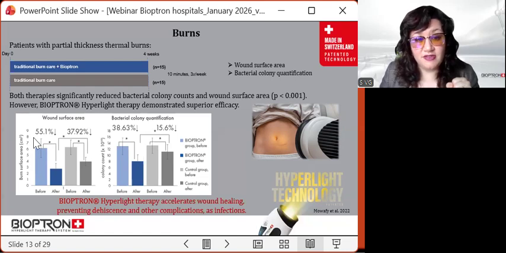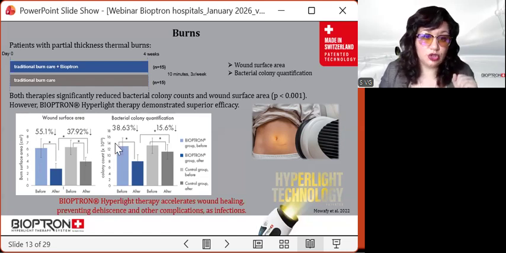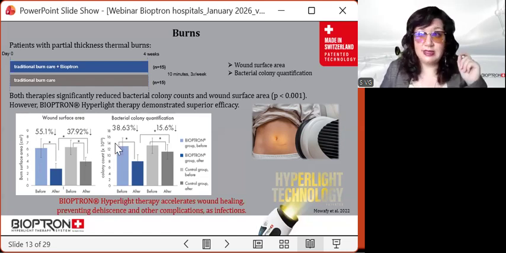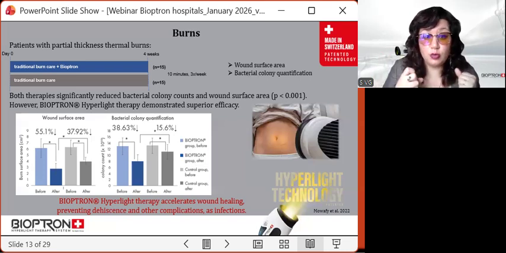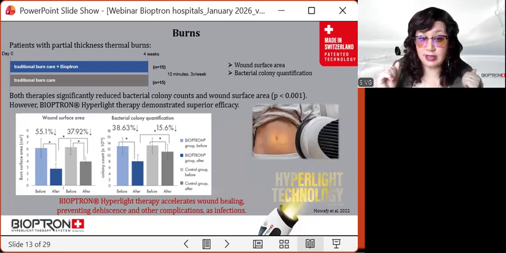So more than 55% of the wound surface was reduced, against not even 40% in the control group. And the bacterial quantification is the same. It decreased much more in the group that was treated with Bioptron. So this is the proof that Bioptron accelerates wound healing, prevents dehiscence, so the reopening of the wound, and other complications that could be infections, because it decreased the bacterial colony.